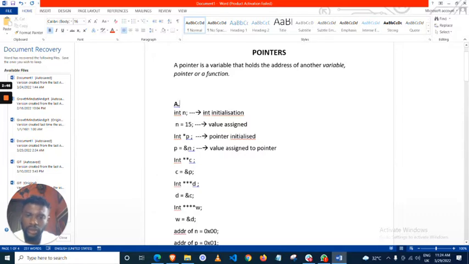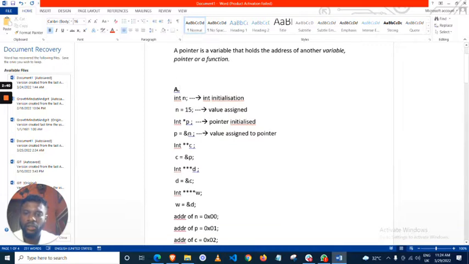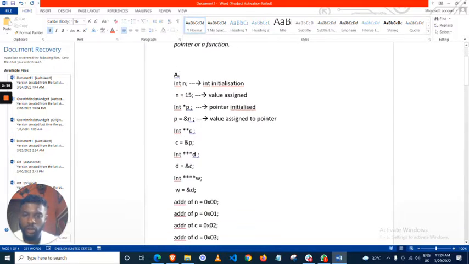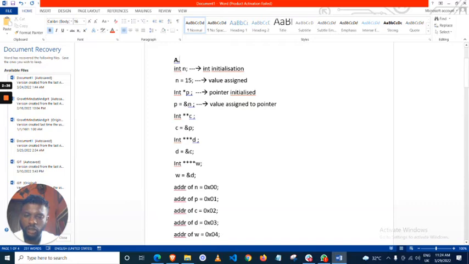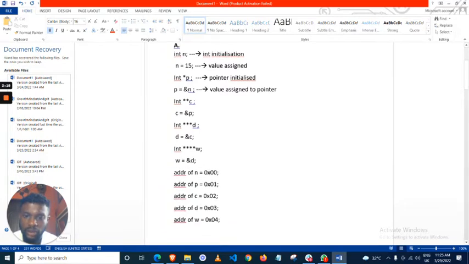Values were initialized and then they were assigned. It's a very long process. This version is very long. And then you have these ones where I have the address of n to be equal to these: address of p, address of c, address of d, and address of w. The essence is to provide uniformity to our answers, because we are using different systems. If you did that on your own, you would have different answers. So the reason why I provided these addresses is just to have a uniform answer.